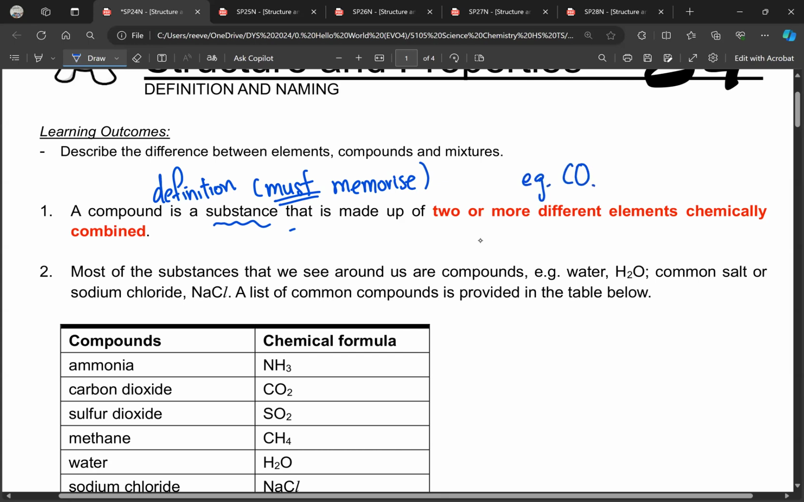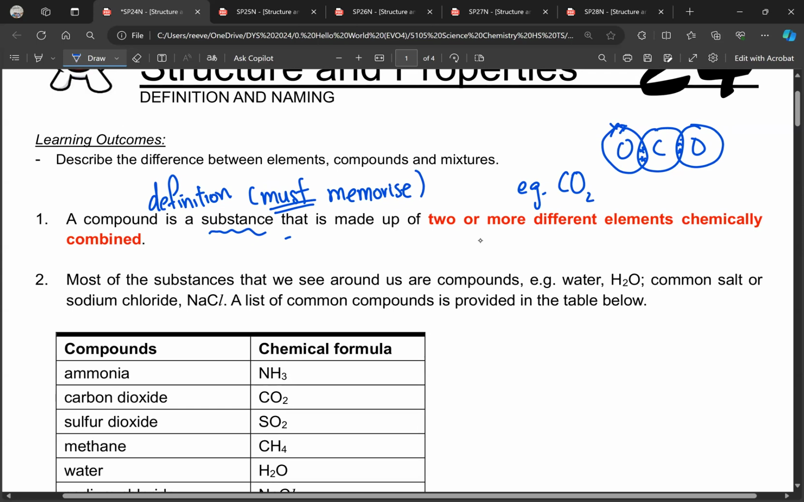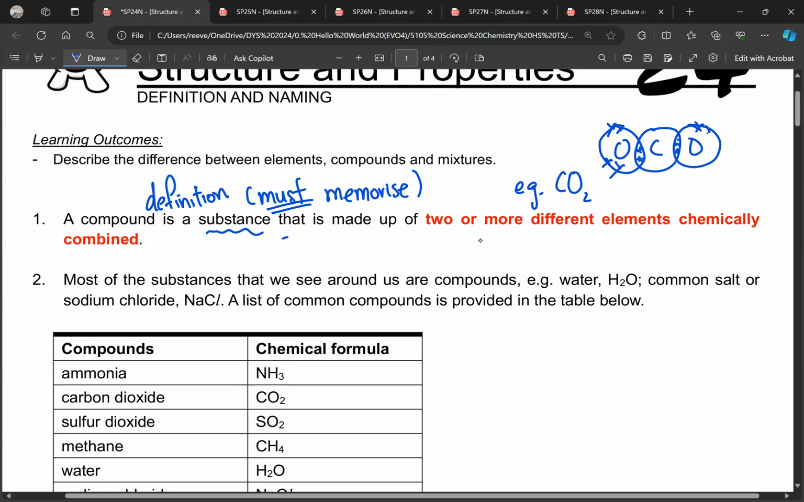Example, carbon dioxide. There are two different elements and they are chemically combined. How do I know it's chemically combined? Because the carbon and the oxygen, they share electrons in the covalent bond. Remember your covalent bonding? Yeah, they share the electrons. I draw for you if you have forgotten. This is the sharing. Remember the dot and cross, dot and cross. This is what I mean by the sharing. So they have bonded chemically. Understand? This is chemically combined.